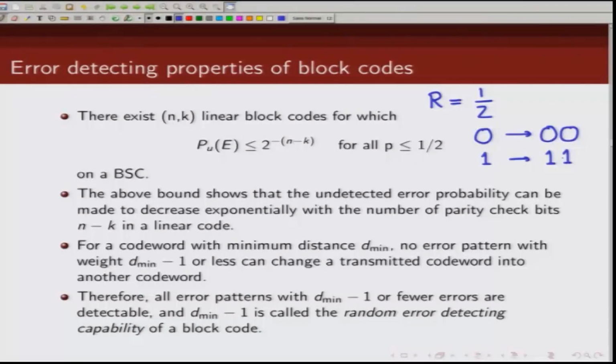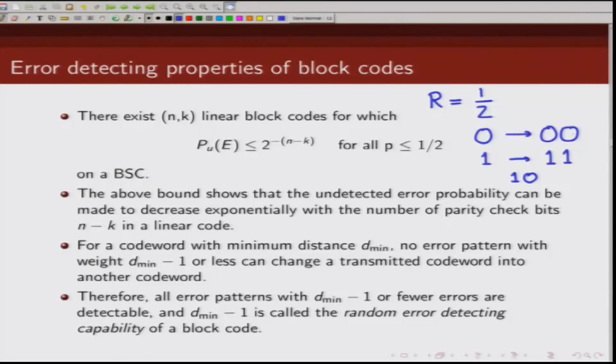Now, let us assume because of error in the channel some of the bits got flipped. So, let us say what we received is 1 0. If you receive 1 0, can you detect? First answer this question: what is the minimum distance of this code, this rate 1/2 repetition code?